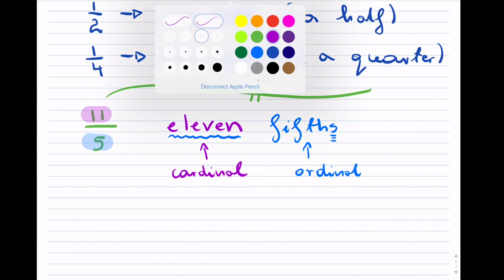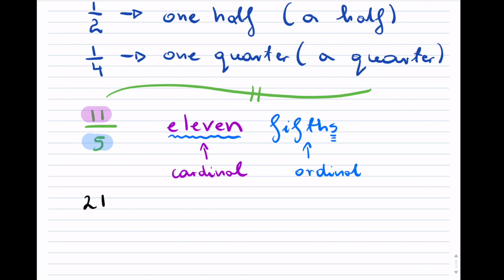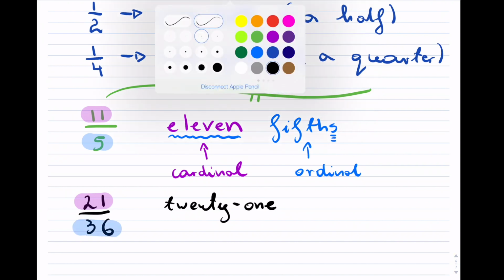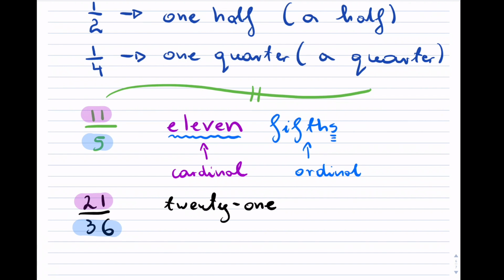Here is another one. So let's say I have something like this. Again, I will take first the numerator and just say it as a cardinal, so 21, with the hyphen. And then I will take the denominator and say it as an ordinal, so 36th. And then I'll add an S because I have 21 of them, so 21 36ths. That would be the proper way of saying that.